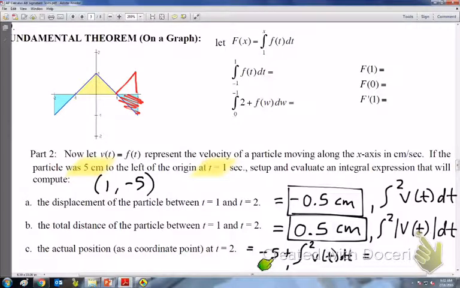So if it starts at negative 5, and then we already actually calculated this integral, that was the first part up here. So it traveled negative 0.5 to the left. So negative 5 minus 0.5, because it's moving further to the left, would be negative 5.5 centimeters. So that's its position at t equals 2. It started at negative 5, and then it moved an additional 0.5 to the left, and now it's at negative 5.5 centimeters.